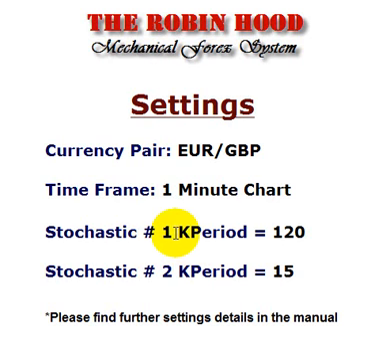Okay, the stochastic. We're going to use two stochastics. For the first stochastic, you're going to set the K period to 120, and for the second stochastic, you're going to set the K period to 15. In the manual, I go into more detail on the settings and how to set both stochastics. I also go into much more detail on MetaTrader, which is the platform I think you should use to implement this system because it's much easier to deal with, and I go into much more depth on how to do this in MetaTrader. So it's very important that you go ahead and read the manual.